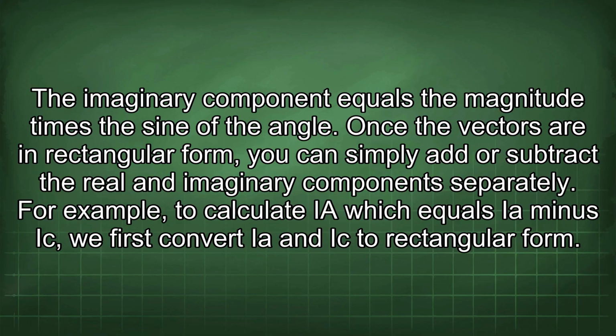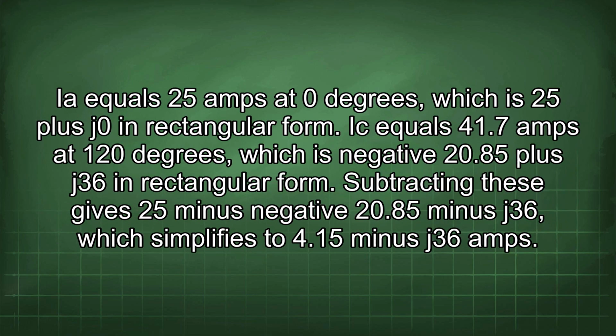For example, to calculate IA, which equals I minus IC, we first convert I and IC to rectangular form. I equals 25 amps at 0 degrees, which is 25 plus J0 in rectangular form. IC equals 41.7 amps at 120 degrees, which is negative 20.85 plus J36 in rectangular form. Subtracting these gives 25 minus negative 20.85 minus J36, which simplifies to 4.15 minus J36 amps.